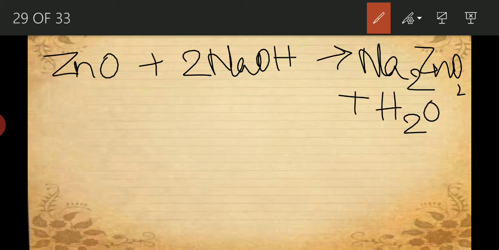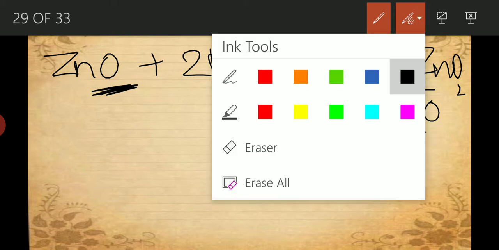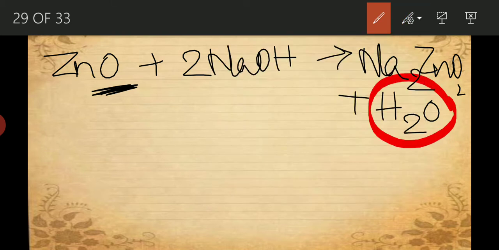water. So in this case, whenever sodium hydroxide is reacting with the oxide of that particular metal, then it forms water. Because in the previous case, we have seen that whenever the metal is reacting with the alkali, it is forming hydrogen or it is liberating hydrogen. But whenever the zinc oxide is reacting with sodium hydroxide, it is forming water.